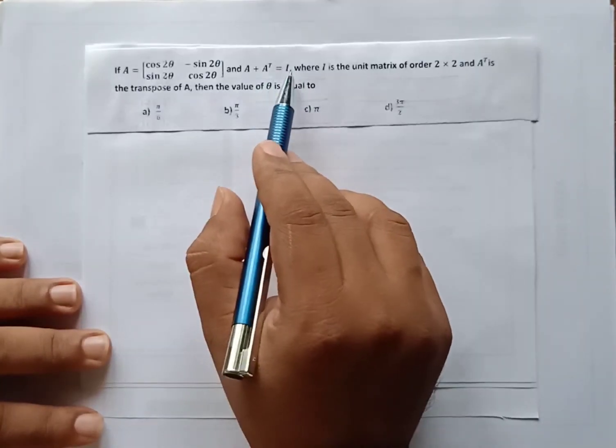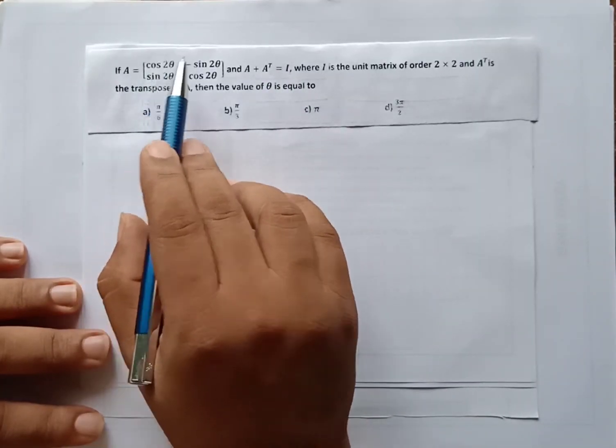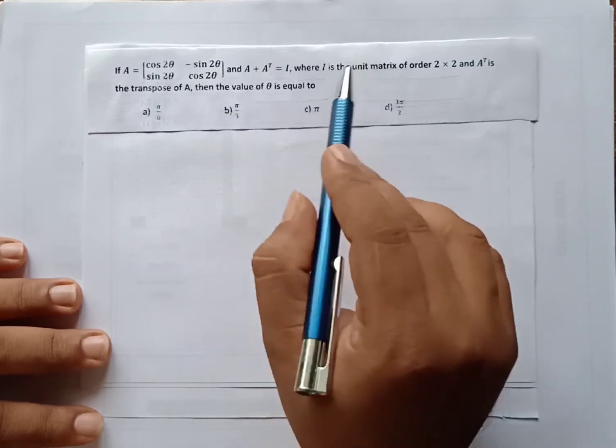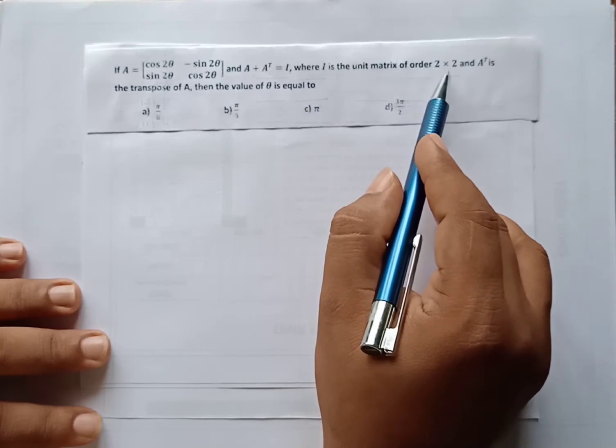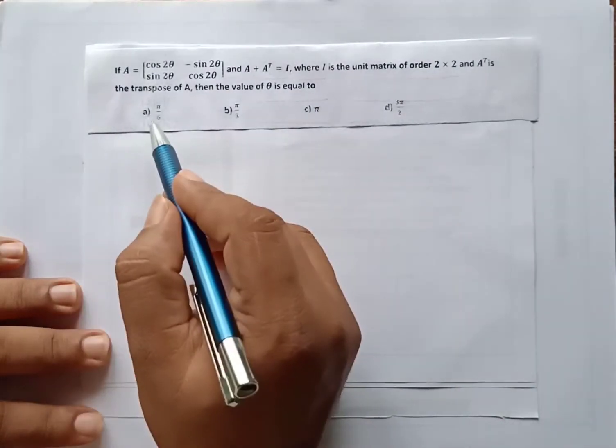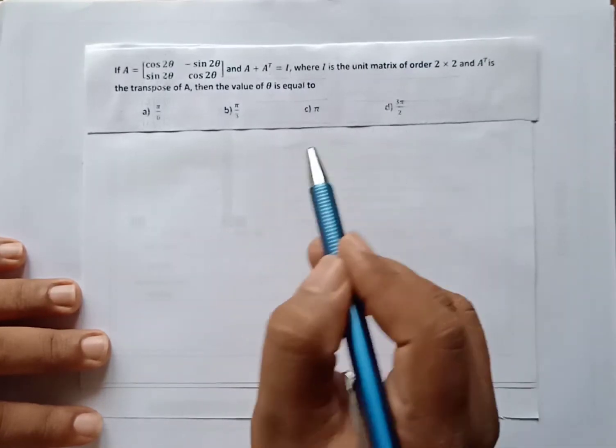If A plus A transpose is I, where matrix A is cos 2 theta, minus sin 2 theta, sin 2 theta, cos 2 theta, A transpose, okay. I is the unit matrix of order 2 cross 2. Then what is the value of theta? It's very simple. Answer is pi by 6, pi by 3, pi, 3 pi by 2.